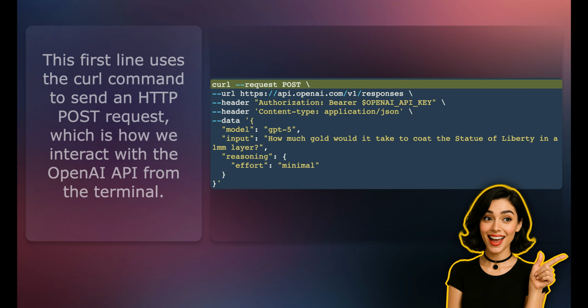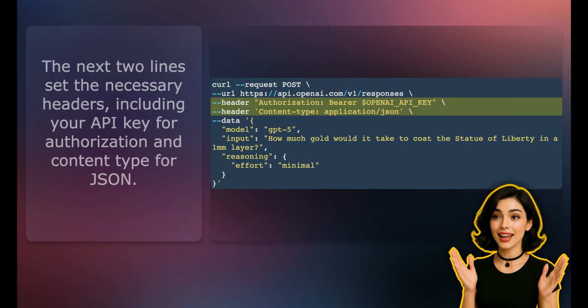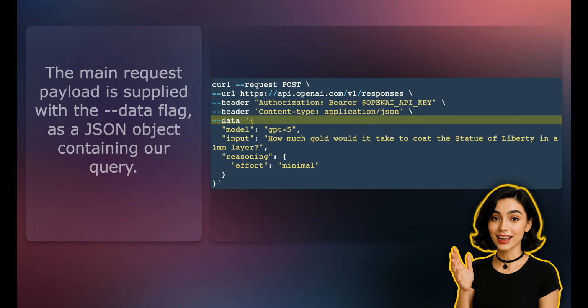This first line uses the curl command to send an HTTP POST request, which is how we interact with the OpenAI API from the terminal. Here, we provide the API endpoint URL so the request knows where to go. The next two lines set the necessary headers, including your API key for authorization and content type for JSON. The main request payload is supplied with the --data flag as a JSON object containing our query.